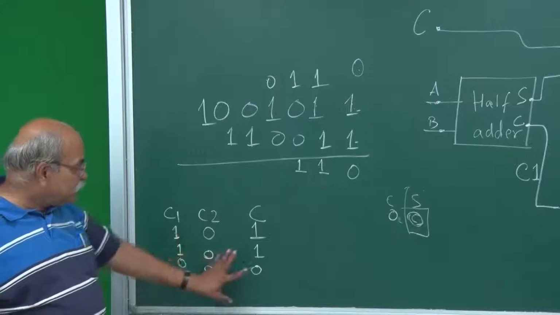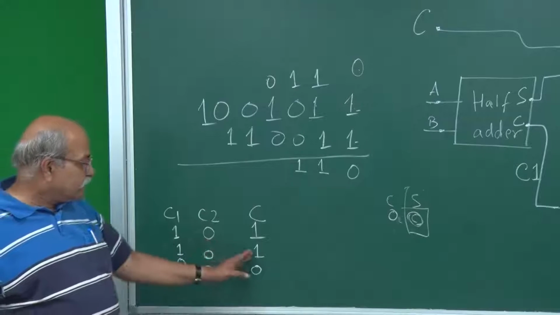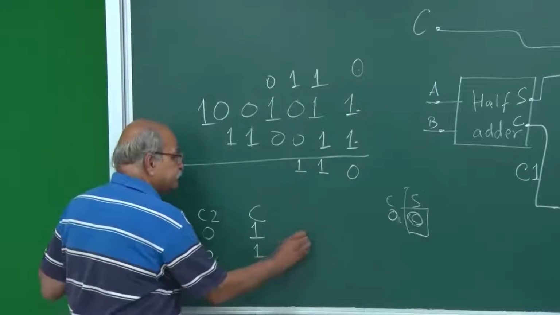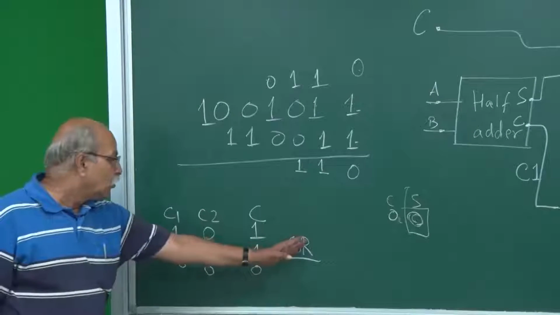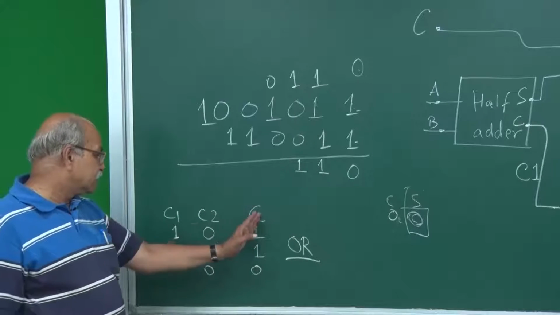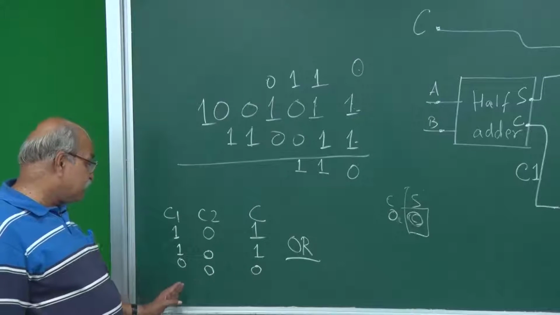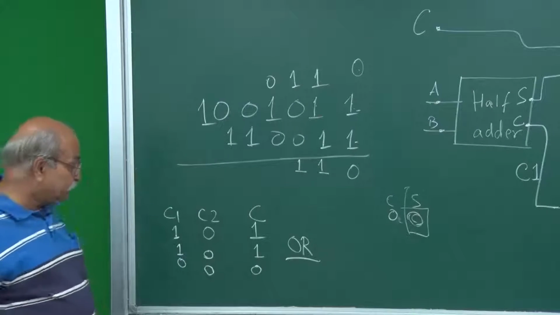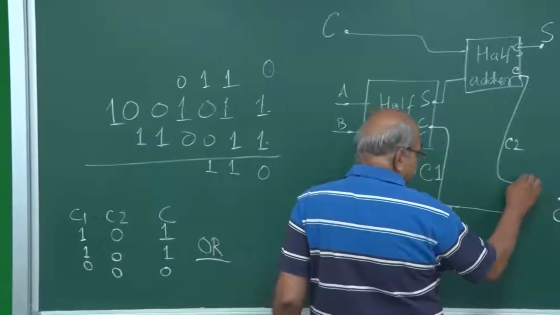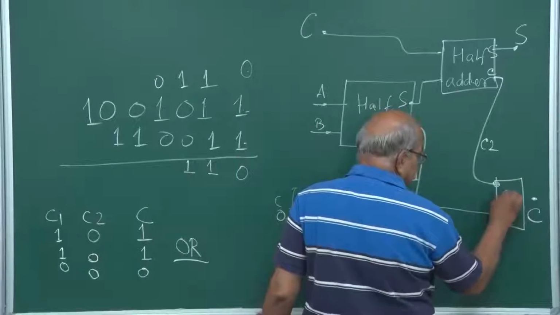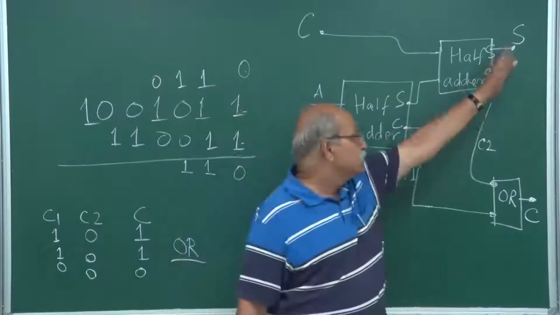But if you look at these things, they can be implemented using an OR circuit. If you do C1 or C2, then you will get this C. 1 0 gives you 1, 0 0 gives you 0, and if you have 1 1, that will also give you 1. So here I have to put in an OR circuit, and that output will be the final C. So you have final S, you have final C.